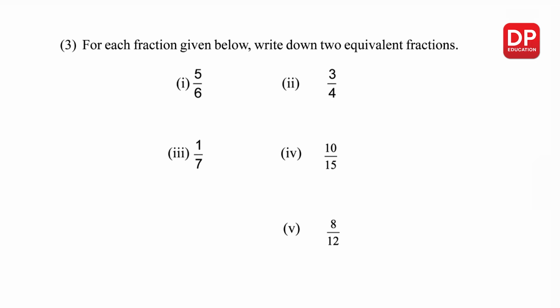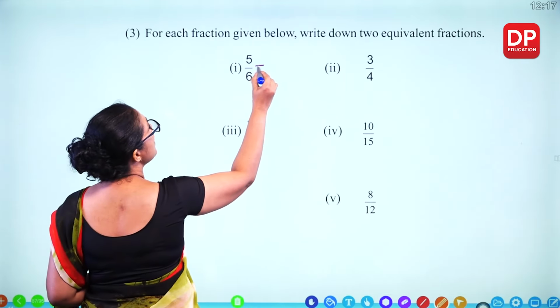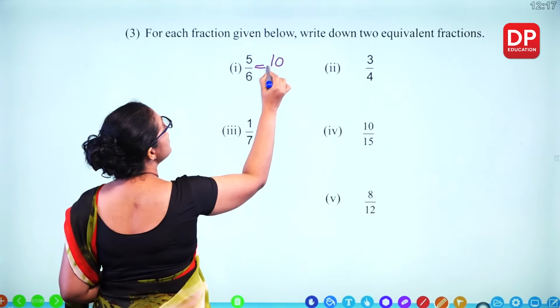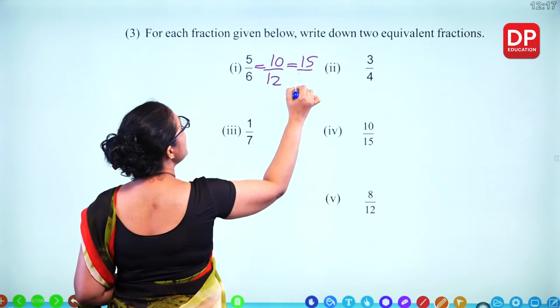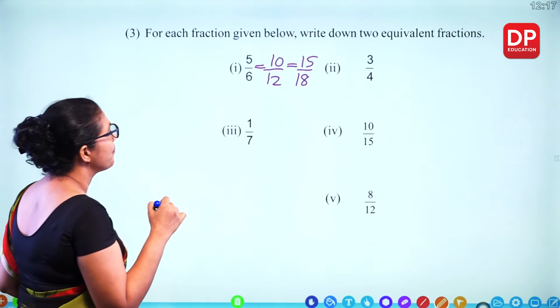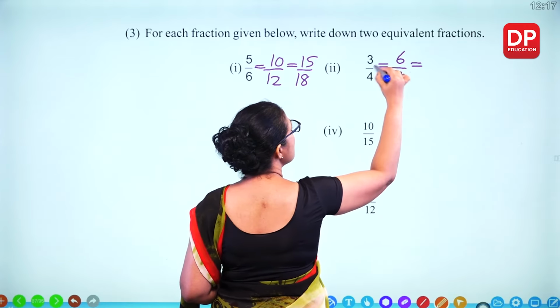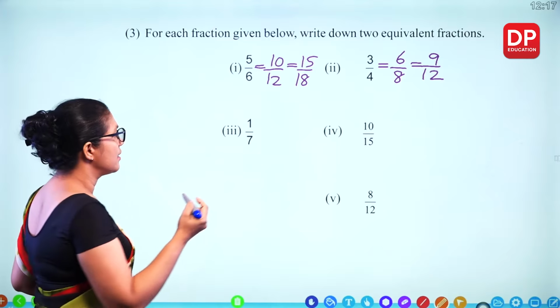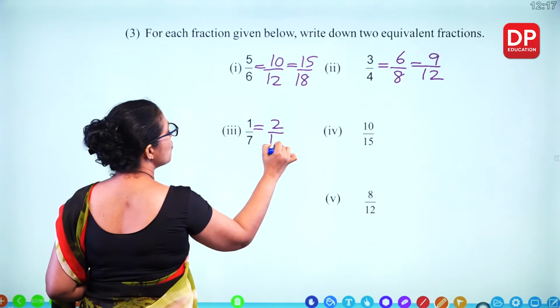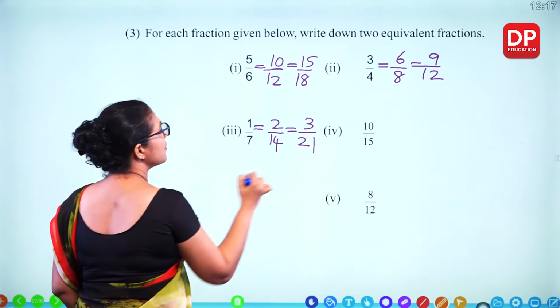For each fraction given below, write down 2 equivalent fractions. So you can take any multiple. I can multiply by 2. 10 over 12. I can multiply this by 3. 15 over 18. 3 times 6, 18. This one I can multiply by 2 first. 6 over 8. Multiply by 3. 9 over 12. 1 over 7. Multiply by 2. 2 over 14. Multiply by 3. 3 over 21.